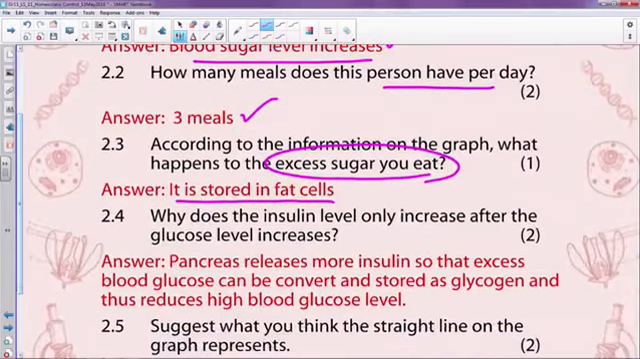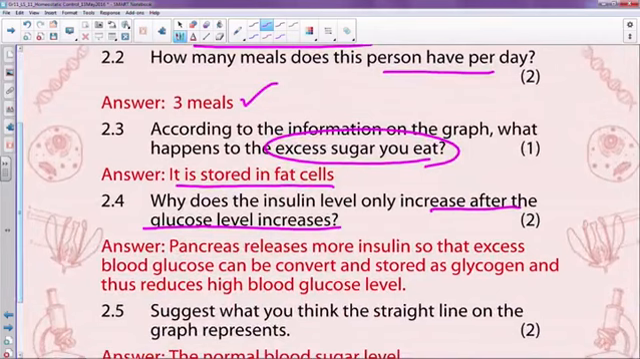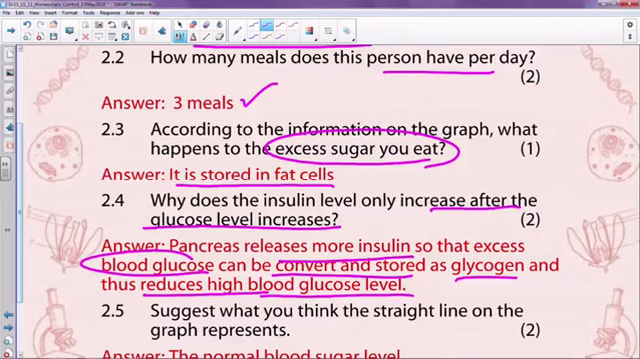Why does the insulin level only increase after the glucose level increases? And this is quite interesting. As I said, the pancreas will release more insulin so that the excess blood glucose can be converted and stored as glycogen, and thus reduces the blood glucose level. So once you have a meal, insulin levels increase, and the excess sugar in your body will be converted by insulin into glycogen, and it's stored in the liver and muscle cells, or even, in this case, the fat cells.